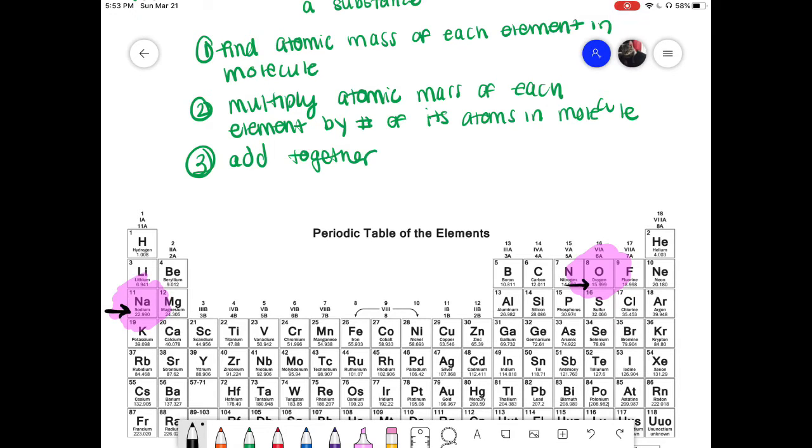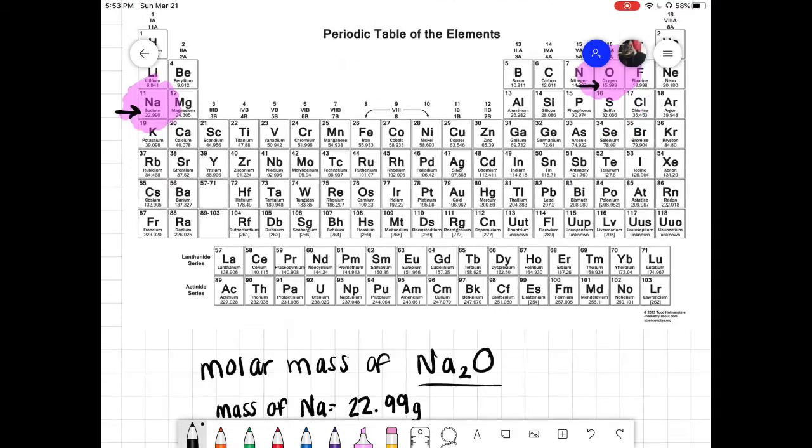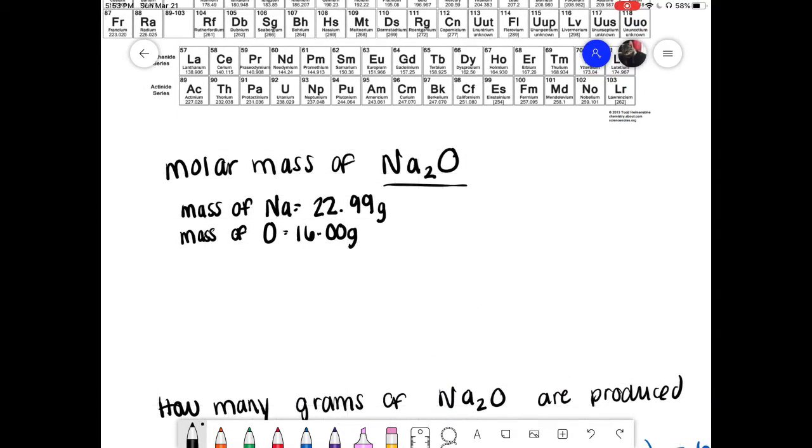So now that we have found our atomic mass of each element in the molecule, we have to take account for how many atoms of each element that we have in this molecule. And so we're going to multiply our mass by the number of atoms. So for Na, because Na has the subscript of a 2, that means that there are 2 Nas in 1 mole of Na2O. So we're going to go ahead and multiply 22.99 grams by 2.